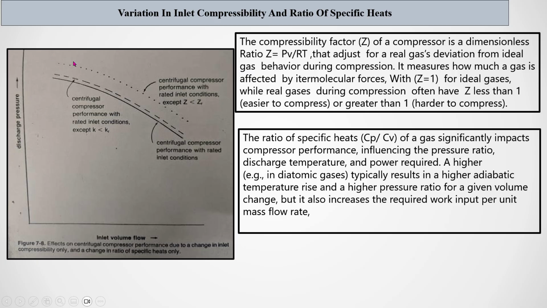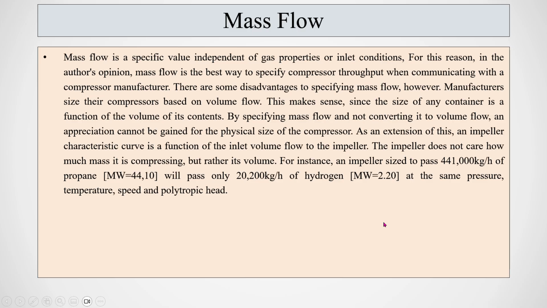Performance curve will go up means it is favorable if you are away from the surging point. It may come nearer to the stonewall point, but there is a lot of margin there. So when your specific heat ratio is less, the performance curve will go up. When your compressibility is less, when it is easier to compress a fluid, then also your performance curve will go up, and it will help you to run your compressor. These are the parameters which we need to know before starting the compressor.